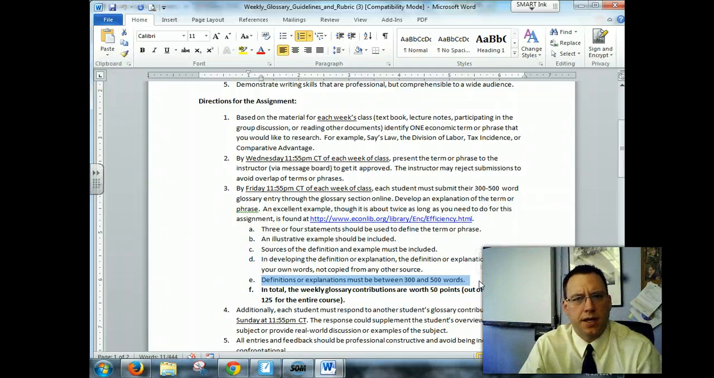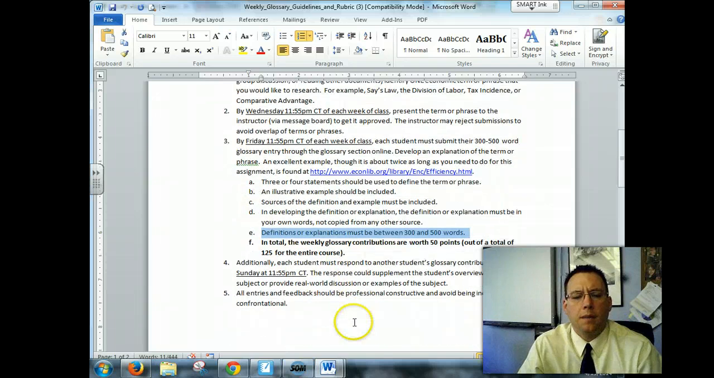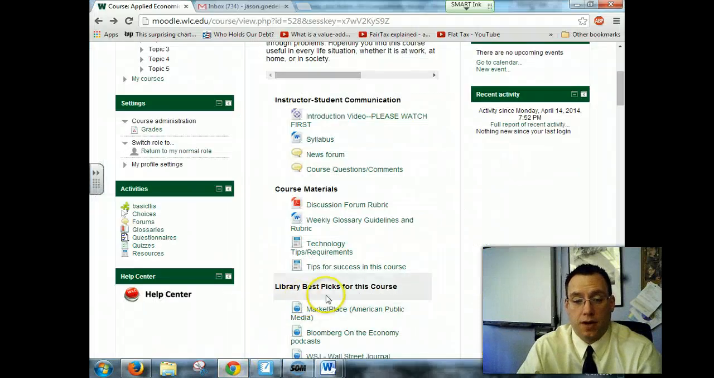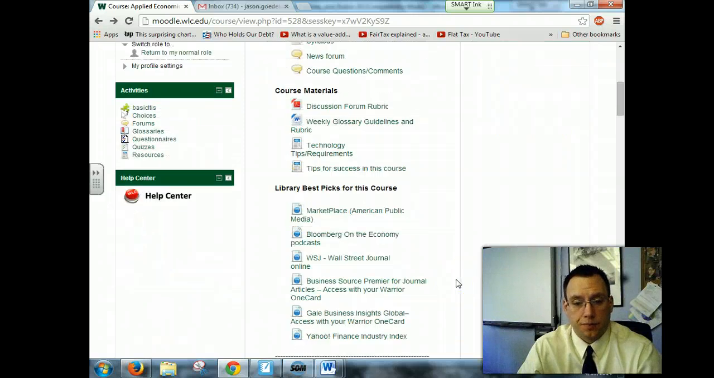It is something that I will check each week. By Sunday, then, you need to respond to 1 other post. Again, not your own, somebody else's glossary term. And those terms are, again, 50 of your 125 points. So between the glossary and the discussion boards, that's a majority of your grade. The remainder of it we'll talk about with the quizzes down the road.